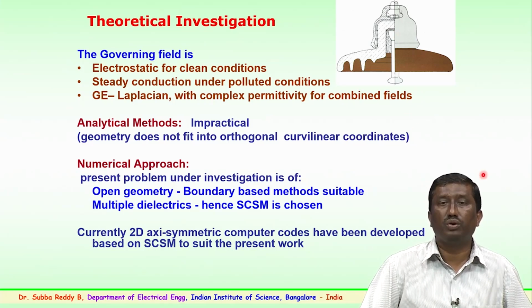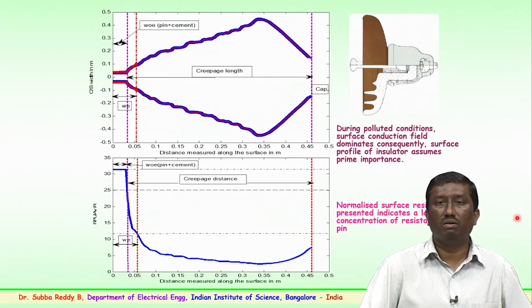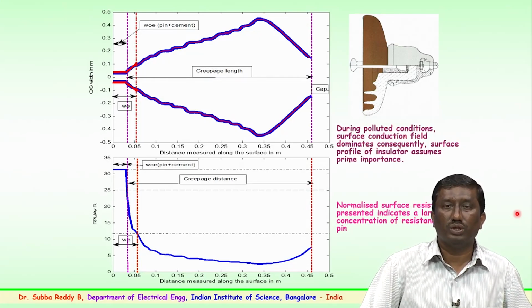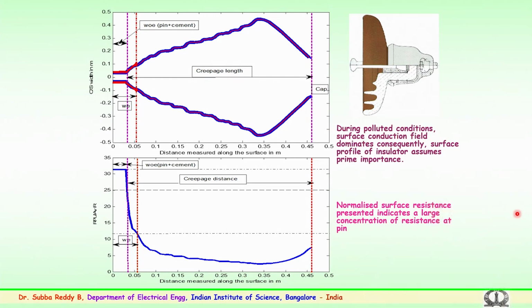So, we have developed computer codes for the surface charge simulation method, particularly looking into the effect of pollution conditions and the surface conduction field which dominates over the conduction period. So, the profile of the insulator assumes very important, prime importance. This is a metal pin junction, this is the cap, and from here to here is the creepage or the petticoat region which has been shown here.